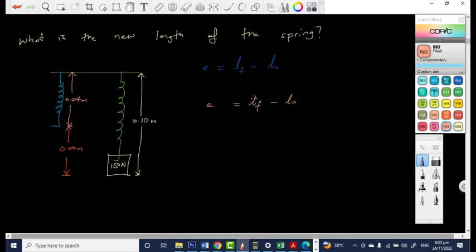So because we're trying to find the final length now, what we can do is add the original length to both sides. In doing so, these two will cancel each other, right? So we're going to have the extension plus the original length will give us the final length LF. So to find the final length, we just simply add the extension to the original length, okay?